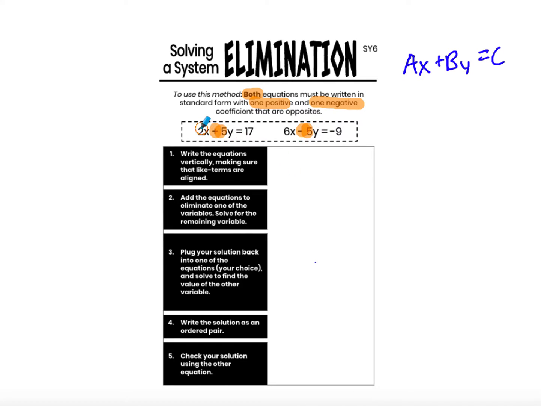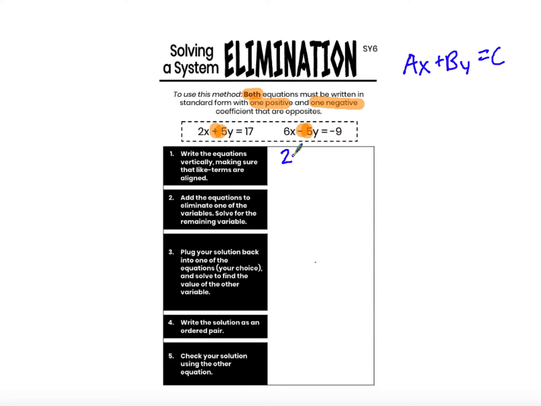It would not help me out if I had 5x minus 5y. So same coefficient, same number being multiplied by a variable. One positive, one negative, so subtraction here. Plus 5y, minus 5y.